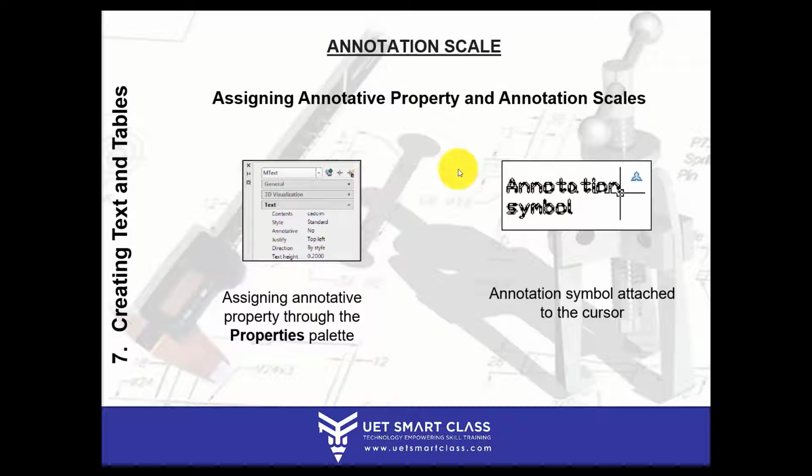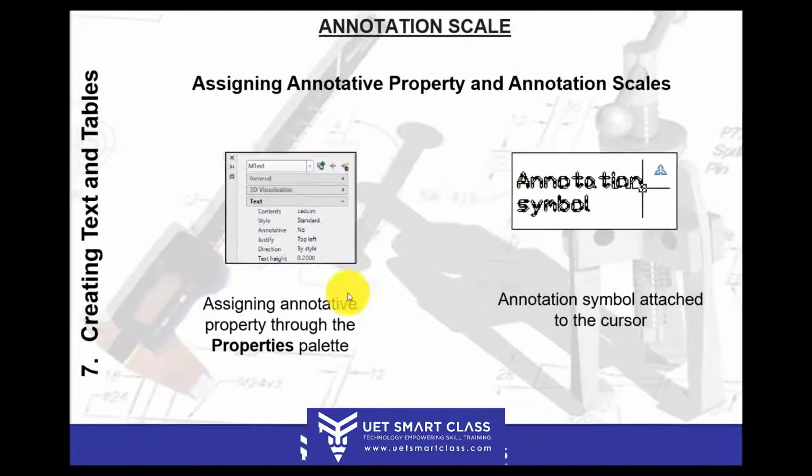As I said just now, before 2008, when it was not there, we had to make a single object with different scales again and again. We had to copy the objects, provide different scales, and then put them in different layers. But now it is not required. With a single layer and a single object, you can provide multiple annotation scales to a single object. And still on paper space, with the current annotation scale, it will provide you the print. Now, how to assign this annotative property, or annotation scales?